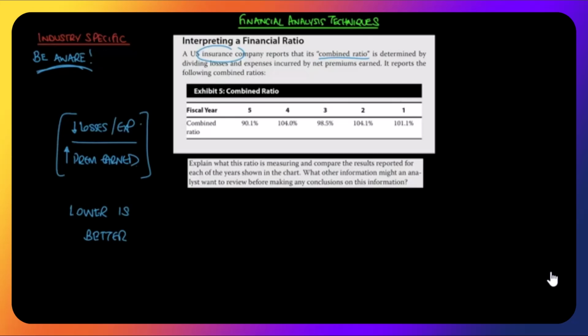What's happening here? Time is going 1 to 5, 101. Well, look at this. Here and here, and here for that matter. In those three, losses and expenses were greater than your premium earned. That's not great. I'd say this was an industry-specific profitability ratio, and here you're incurring more expenses than you're earning in premiums. Looks better in fiscal year 3, and it's come way down in fiscal year 5, 90.1.